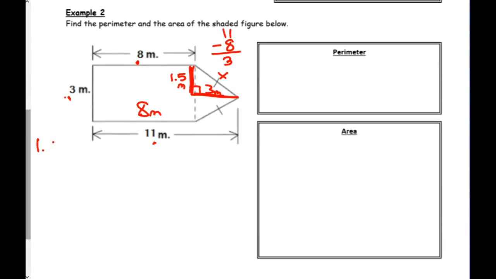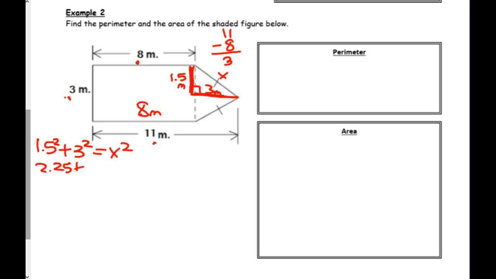All right, now, I got my two side lengths. Those are my legs. I'm looking for the hypotenuse. So let's use Pythagorean Theorem. So 1.5 squared plus 3 squared equals x squared. What is 1.5 squared? 2.25. Everyone should be participating, right? Especially if you're late to class.